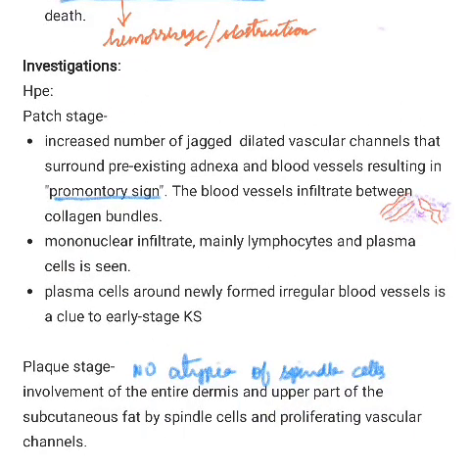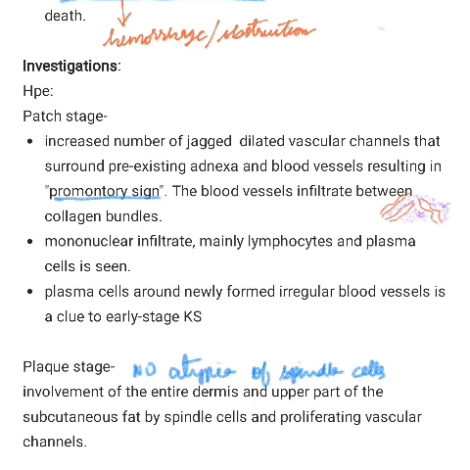Coming to investigations, first is histopathological examination. In the patch stage, we see dilated vascular channels that surround the adnexa and other existing blood vessels, resulting in the promontory sign. The blood vessels infiltrate in between the collagen bundles of the dermis. There is also a mononuclear infiltrate, mainly consisting of lymphocytes and plasma cells. Plasma cells around newly formed irregular blood vessels are a clue to early stage Kaposi's sarcoma.